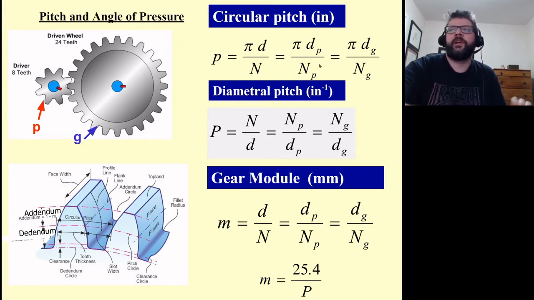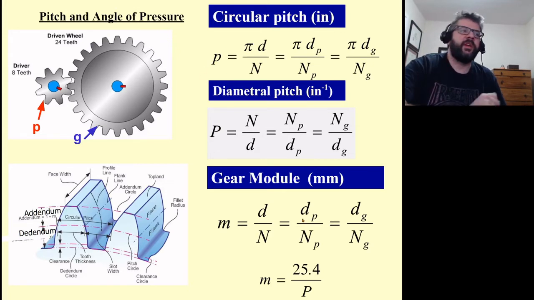That is pi times the diameter divided by the number of teeth, and that will be a measurement in inches. Then we've got our diametrical pitch. That one's a bit more common. It's the number of teeth divided by the diameter, so that gives you a value in per inch. That tends to be more commonly used. We use large P for the diametrical pitch and small p for the circular pitch.